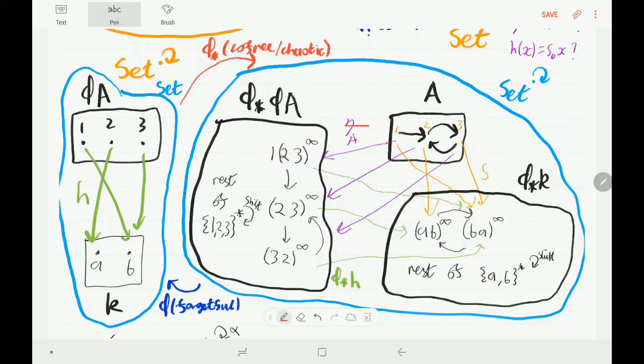Okay. Similarly, this unit here sends 2 to 2, 3, 2, 3, 2, 3, this sequence here. And we can see how updating this dynamical system corresponds to doing a left shift of this.